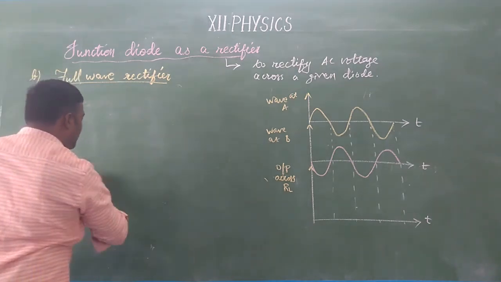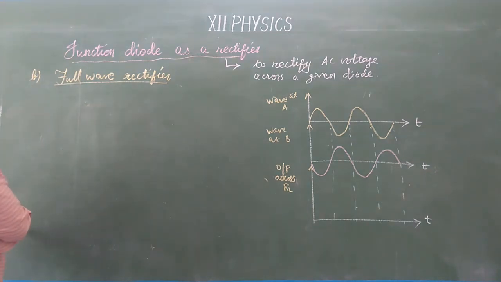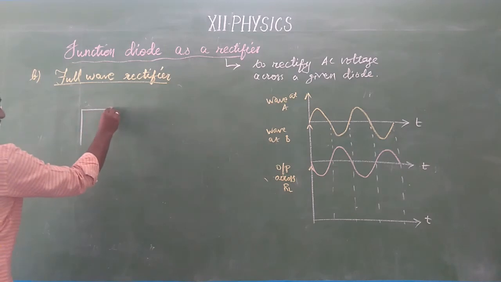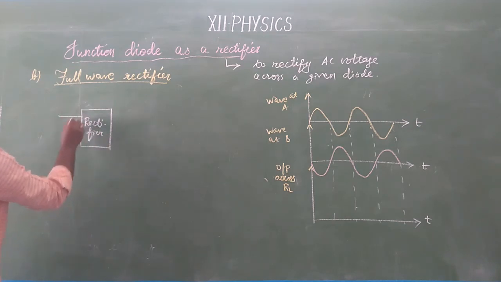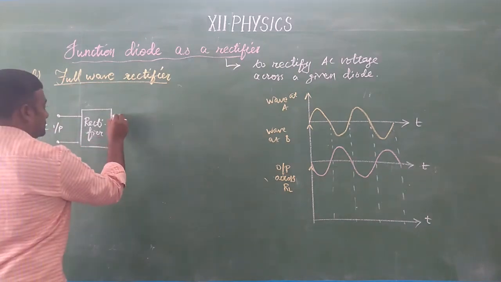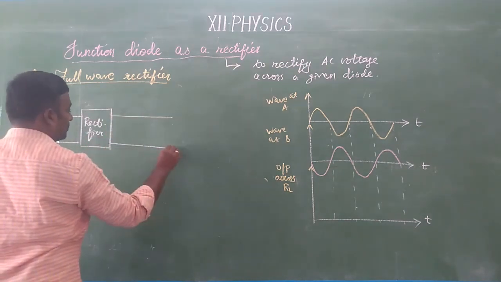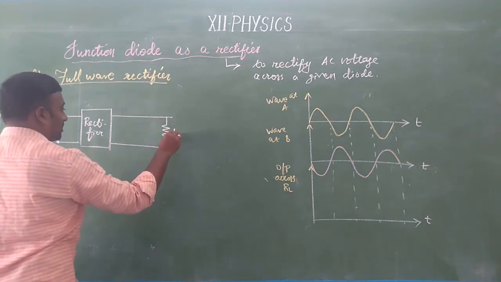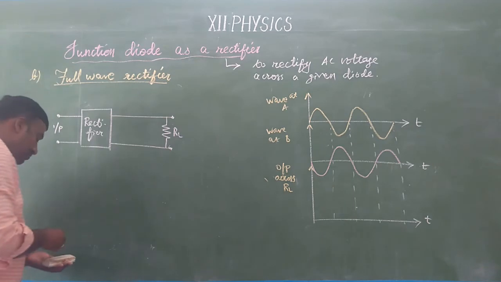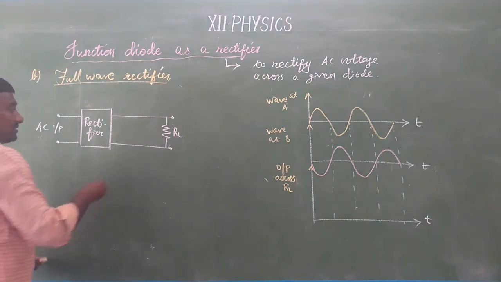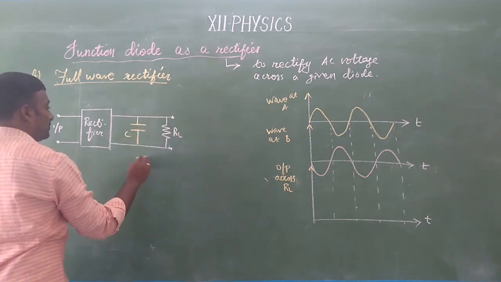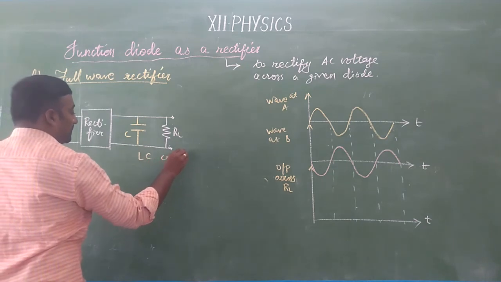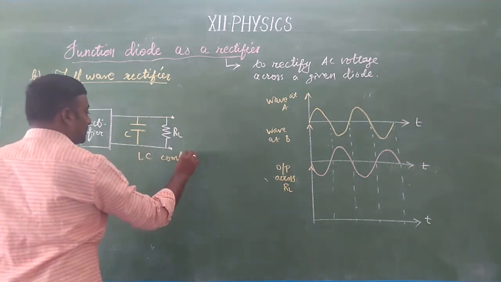With a rectifier, to get a proper uniform output, we must, see, this is a rectifier. For the rectifier, AC input is given. Then to get the output across the load resistor, we must connect one more thing, that is a capacitor. A capacitor is connected across the load. So we can say it is an LC combination, L the inductor coil, C the capacitor.